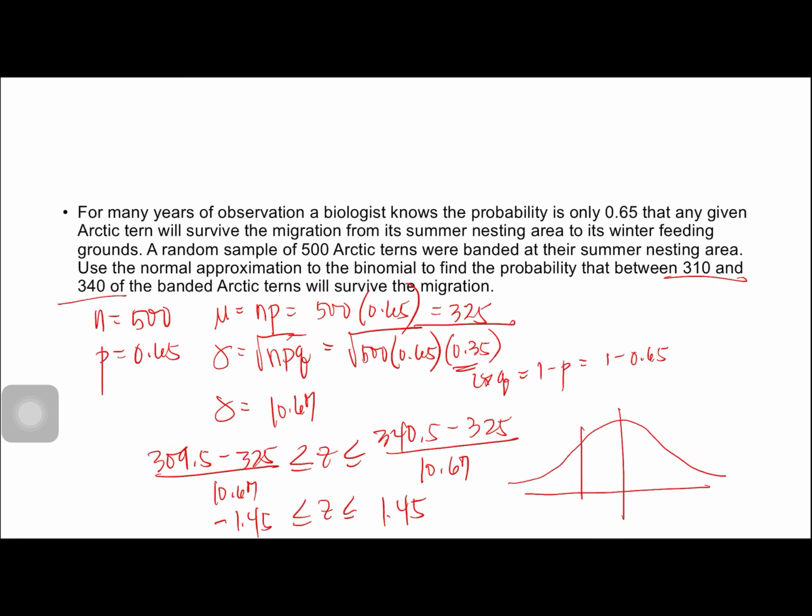Okay? So let us again draw our normal curve. We have here our negative 1.45 and positive 1.45. So we need that area. That is simply Q of 1.45 times 2. So we have there 0.85294. Okay?